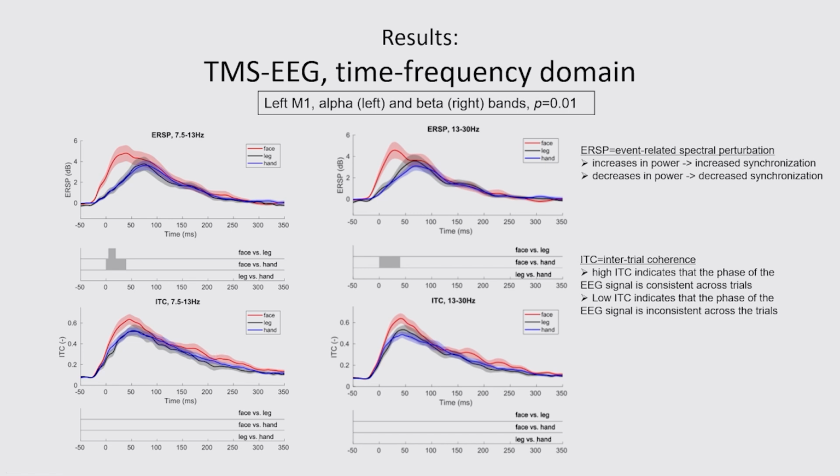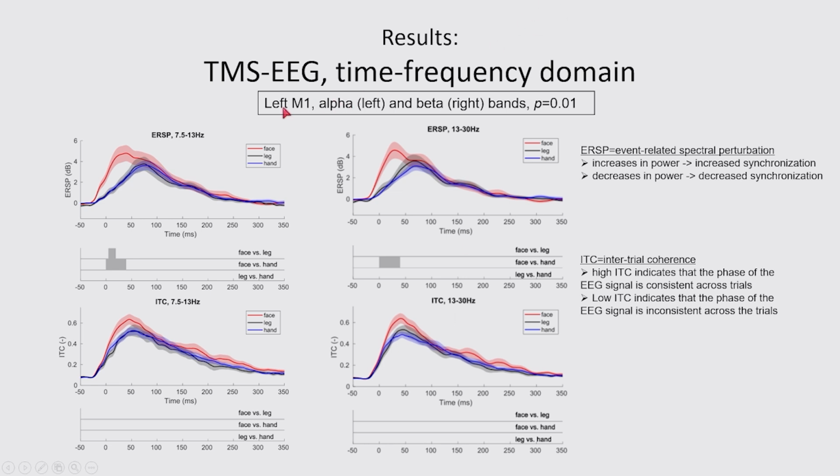Then finally, looking at what happens in the time frequency domain. Here on the left, I'm showing the alpha frequency band, and on the right, the beta frequency band. The figures above are event-related spectral perturbations, which show increased or decreased synchronizations. And below is intertrial coherence, so basically how coherent the phase is across the trials.